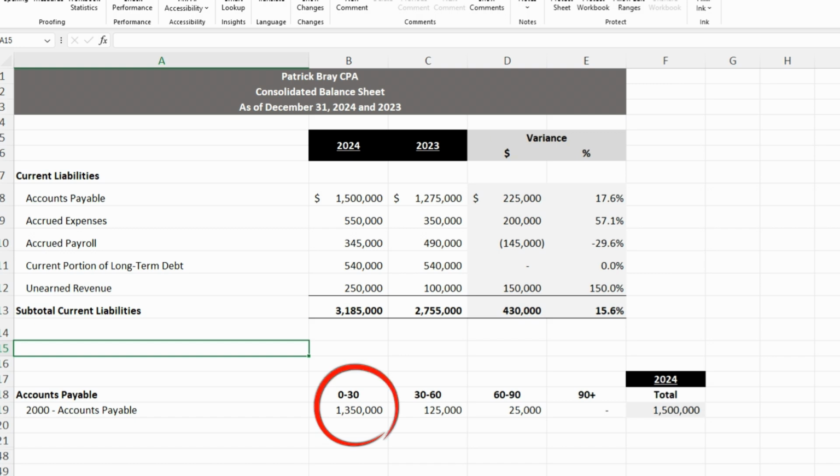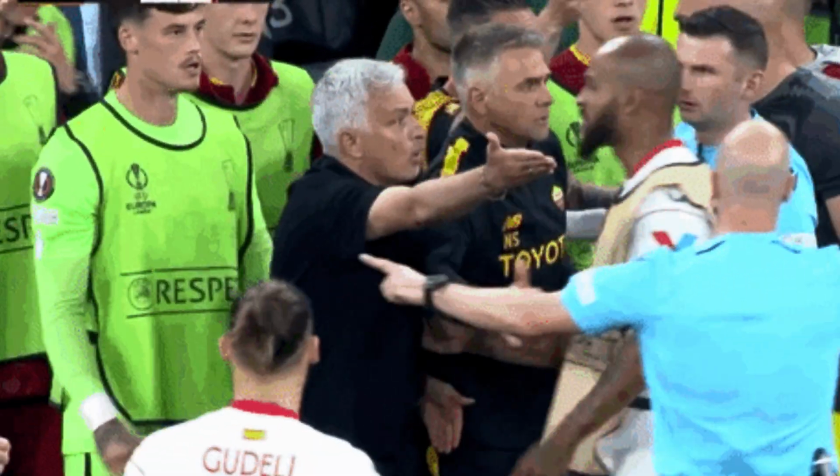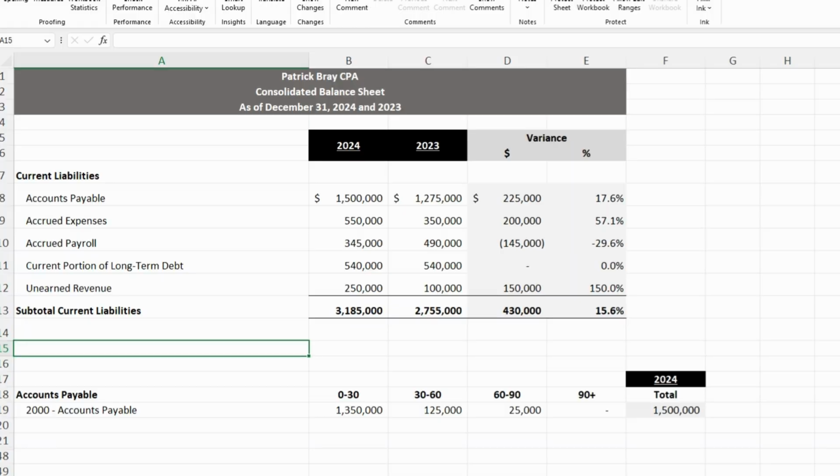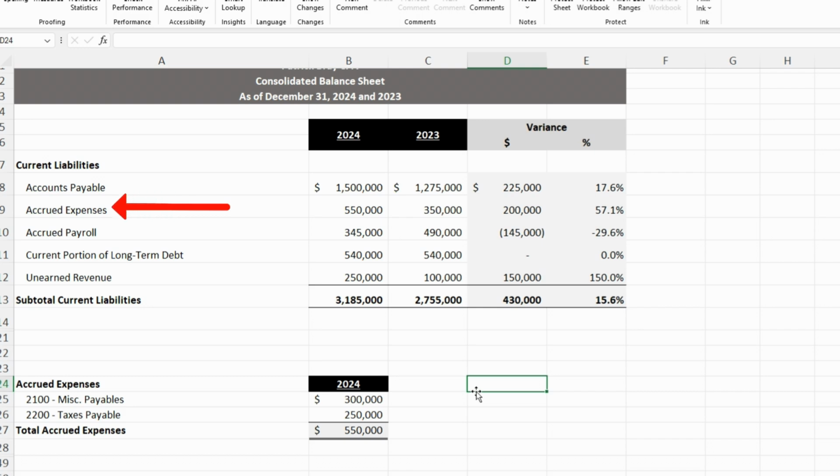0 to 30, these are going to be my current invoices that we need to pay. 30 to 60, these are invoices, maybe I just have some favorable terms and I'm not paying them right away. Maybe I'm disputing it with a vendor. 60 to 90 days, maybe I have some really favorable terms with a vendor, or maybe there's a dispute I'm having with a vendor and I'm not ready to pay them until we resolve that dispute. 90 plus, I don't have anything in there, for a total of $1.5 million of accounts payable as of the balance sheet date. Our next category in current liabilities is accrued expenses.